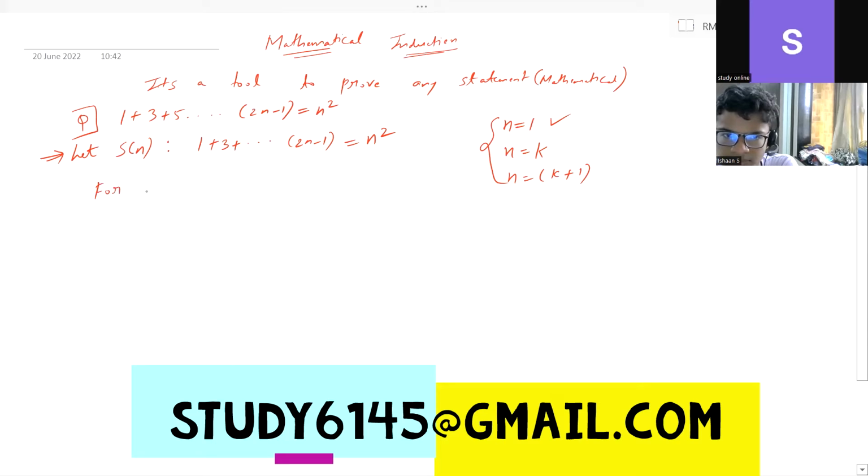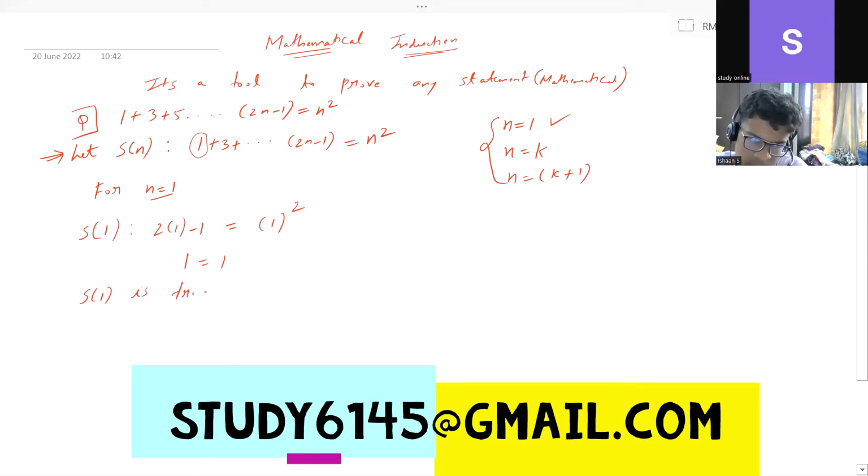For n equal to 1, because I have substituted n equal to 1, what will I write? Instead of n, I will write S of 1. So S of 1, what will it be if I substitute over here? 2 × 1 - 1, it's the first step only, so it is equal to 1. Wherever there is n, I have to substitute 1. So 1 equal to 1. So S of 1 is true. Or you can write down, the statement S of n is true for n equal to 1.